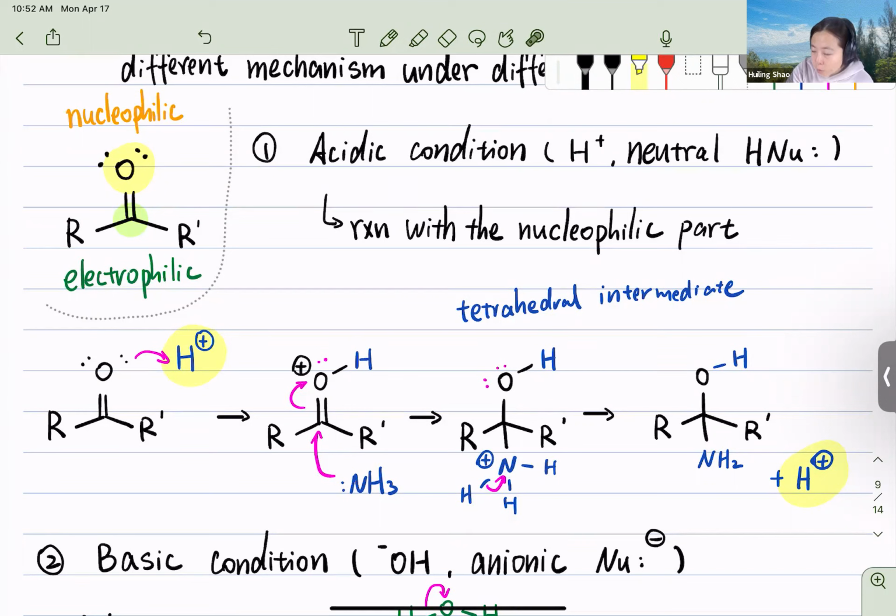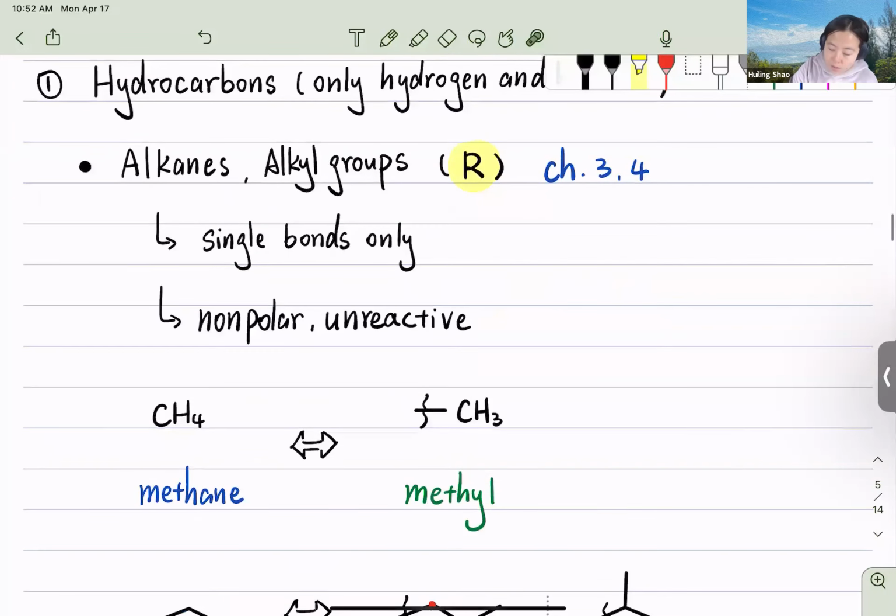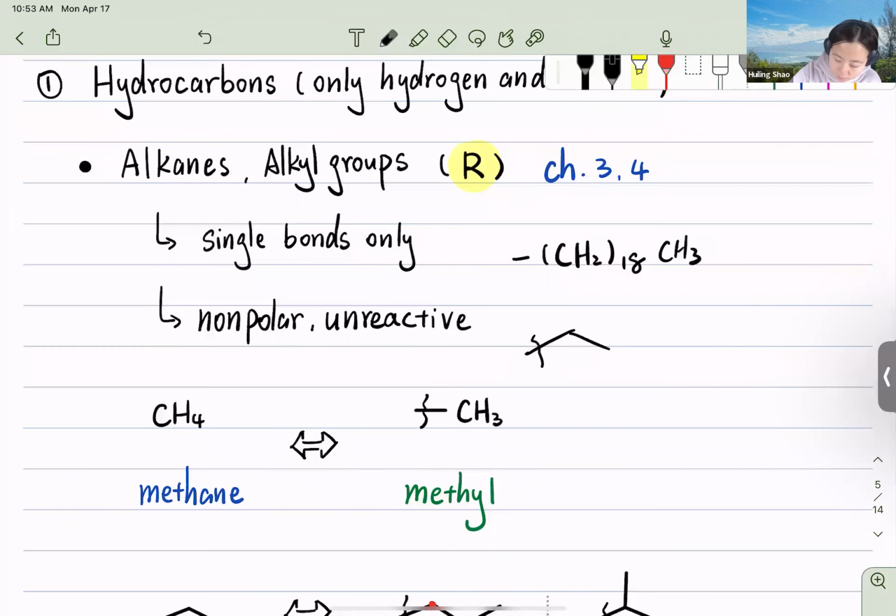And for the alkyl group, no, it's not just methane, propane, and cyclohexane. Any group that only has carbon-hydrogen single bonds is called an alkyl group. It can be super long. In fatty acids, you can have CH2, maybe 18 of them, and then end up with CH3. That is also an alkyl group. It can be a super long group or something like this. It can be really complicated, but anything that only has single C-H bonds will be called an alkyl group.